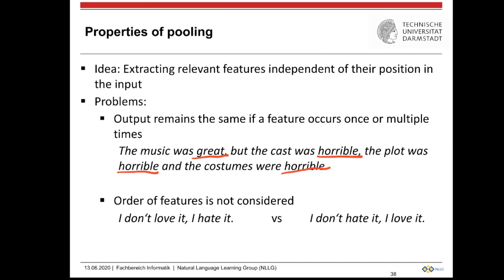The second problem is that word order is not considered. Obviously, the first sentence should be labeled negative, and the second sentence should be labeled positive. But if we apply pooling operations, the order of love and hate cannot be recognized. So the model would likely predict these two sentences with the same label.